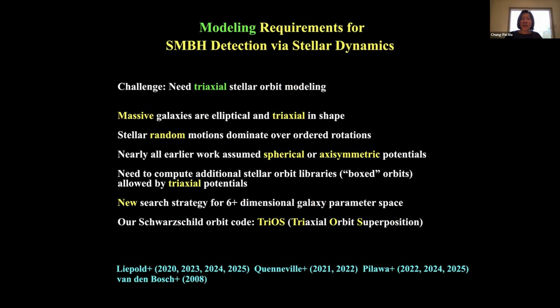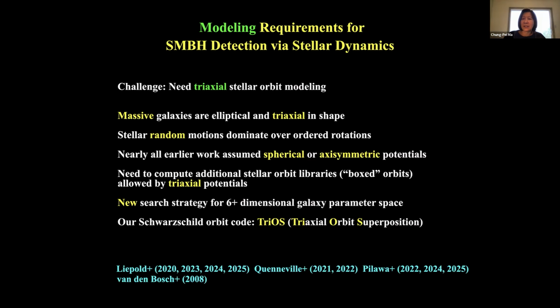Modeling-wise, once we get these thousands of constraints over many spatial bins and multiple velocity moments, then we want to make good use of the data. So we don't do virial estimators or even Jeans modeling. We do a full triaxial Schwarzschild stellar orbit modeling.